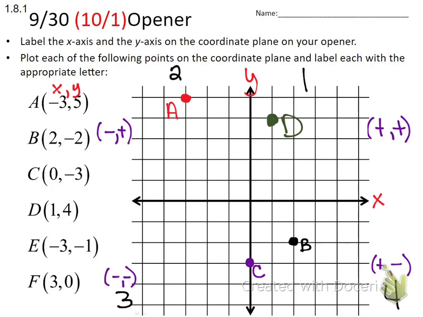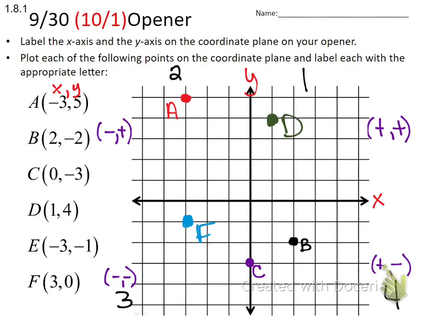Do E for me, Maddie, please. So you go down 3. Oh, wait. Always flip it backwards. You always do X first, then Y. So what's your X value? Oh, -3. So I'm going to start at the origin, and I'm going to go -3. So I'm going to go 1, 2, 3. And then what? Down 1. And then down 1. There you go. Now I'm going to label that E.